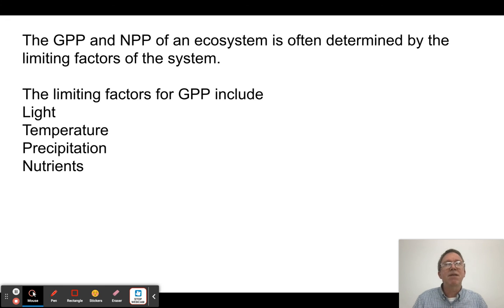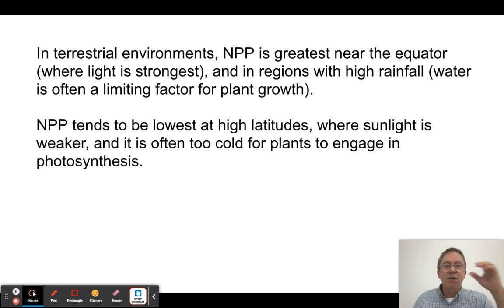Nutrients basically come down to things like nitrogen and phosphorus, things that are essential for constructing amino acids and nucleic acids that you can't build cells without. So even though you have everything you need to do photosynthesis, you can't grow, you can't add on to the mass of a plant if you don't have these other nutrients to do it. So these four limiting factors often place limits on the productivity of systems. All right, so let's see how that would come into play.